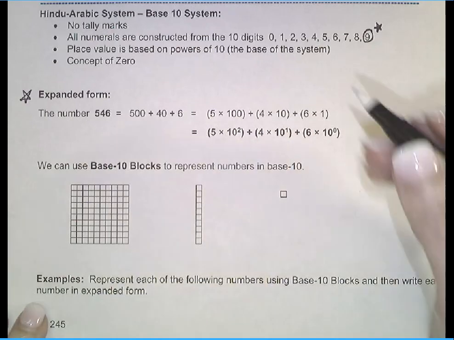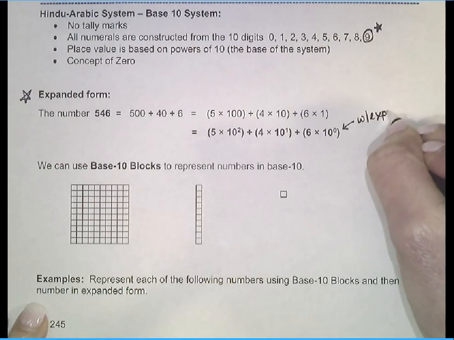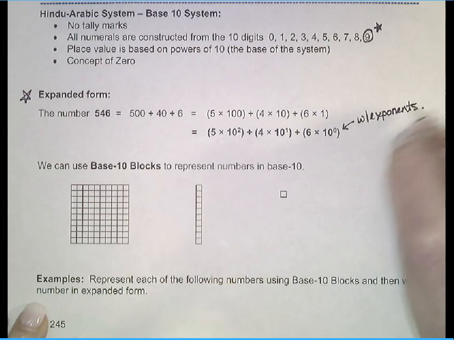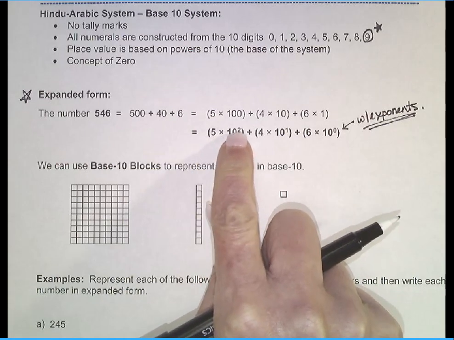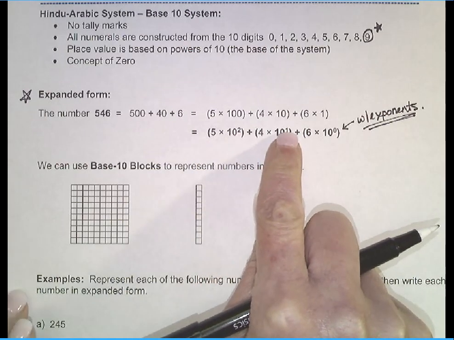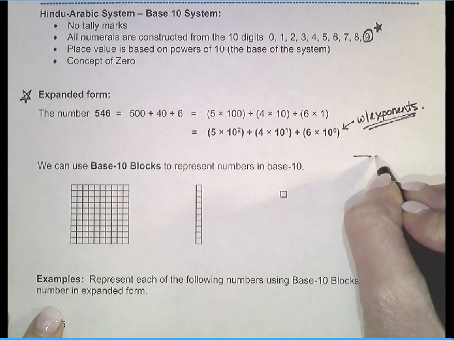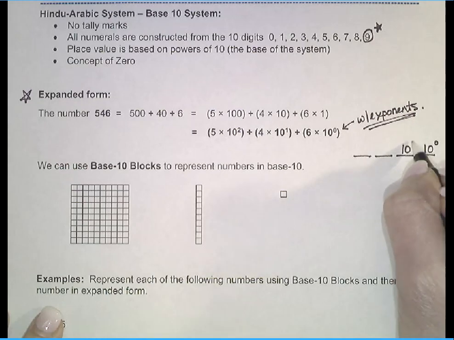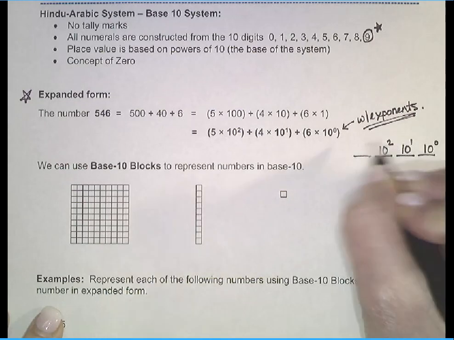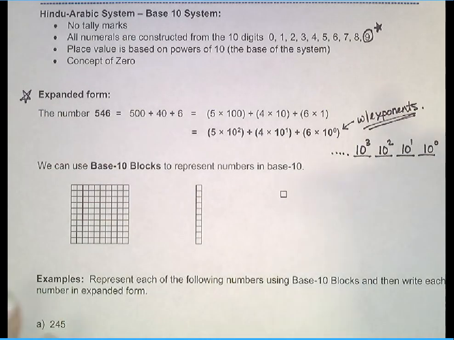And we're going to go one step further, and we're going to do expanded form with exponents. This is the way we're going to want you guys to do this in this class. So you're going to write it as 5 times 10 squared, 10 to the first, 10 to the 0. And what you'll notice is that that's the way the place values go for base 10. It's always 10 to the 0, 10 to the first, 10 squared, 10 to the third, etc., etc. It just keeps adding a 0. So we're going to expect you guys to write it with exponents.